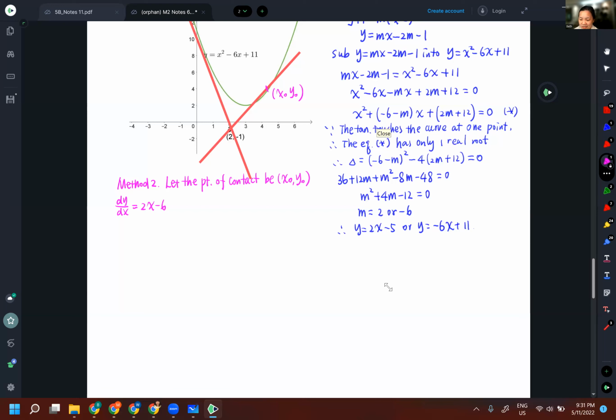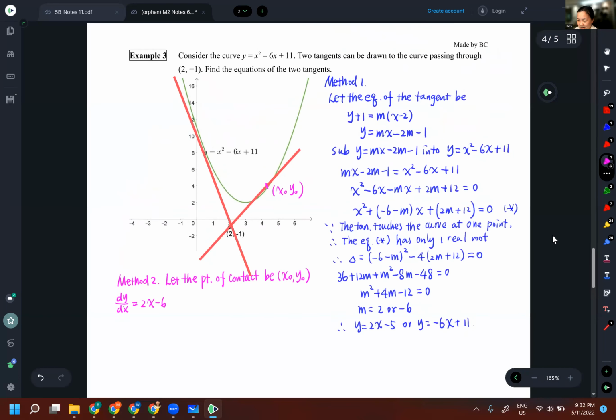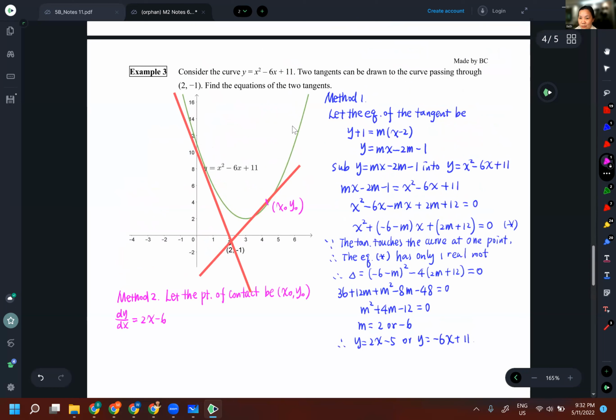Let me ask the whole class then, before I go into method 2, because I received this message from May, and she asked me why the equation of the tangent is this. Why the equation of the tangent is this? How do I answer you?